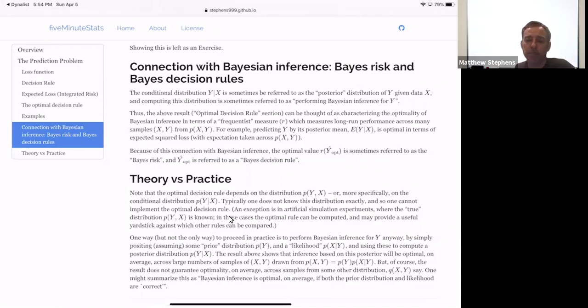Because of this, the optimal integrated risk is often referred to as the Bayes risk, and the optimal decision rule is often referred to as the Bayes decision rule. That's true both in Bayesian decision theory and, if you like, frequentist decision theory. It's like a frequentist optimality of a Bayesian procedure. Why do I call it frequentist? It's frequentist in the sense that it's on average across repetitions of a procedure.